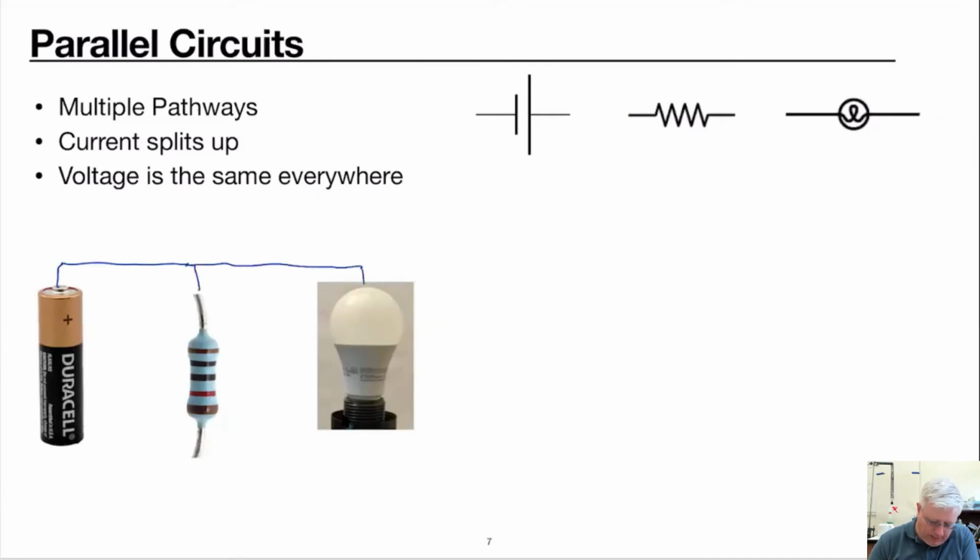Okay, create two separate pathways. And so here we see that the voltage is going to be the same everywhere, right? So kind of flipped from series circuits where the current was the same everywhere. But now it's the current that splits up, whereas the current was the same in series circuits, but the voltage split up. Okay, so let's make a little schematic diagram of the situation.